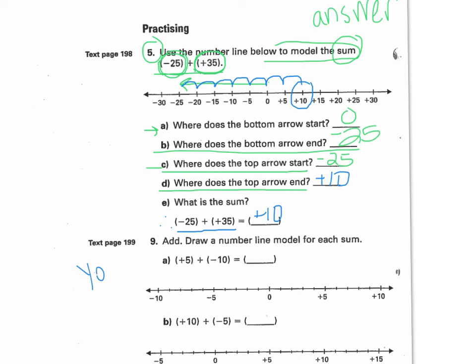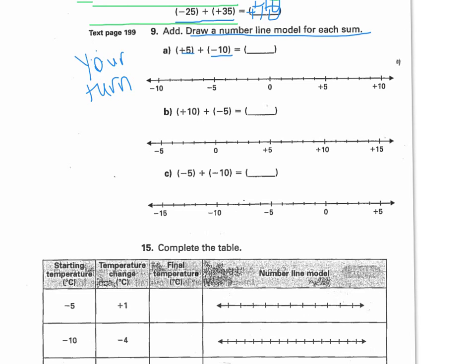Now it is your turn. First, you are going to draw a number line model for each sum. Start at 0, move to the right for a positive number. Wherever you leave off, you're going to draw another line. If it's negative, you're going to move to the left. You will do that for A, B, C, and then you're going to complete the table for 15.